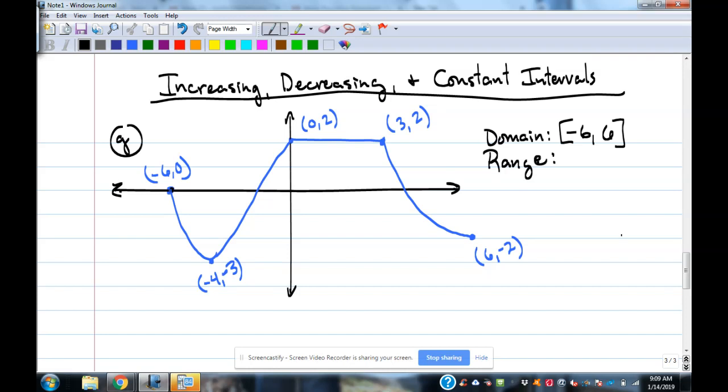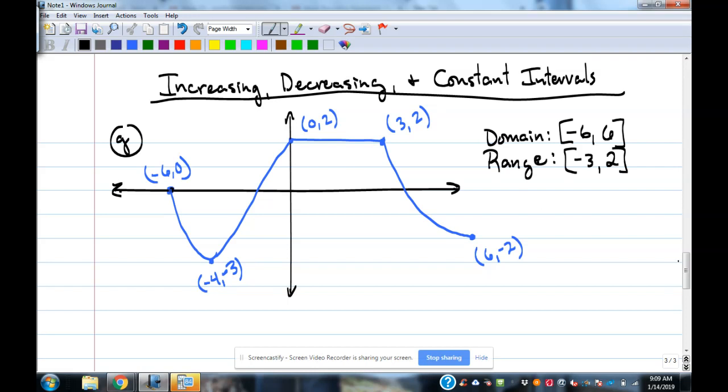That was something we discussed. So range are the y values. What's your lowest y value? -3. And your highest y value? 2. Brackets or parentheses? Why brackets? Dots are filled in, so you have to include them. Okay. All right, so there's the domain and range.